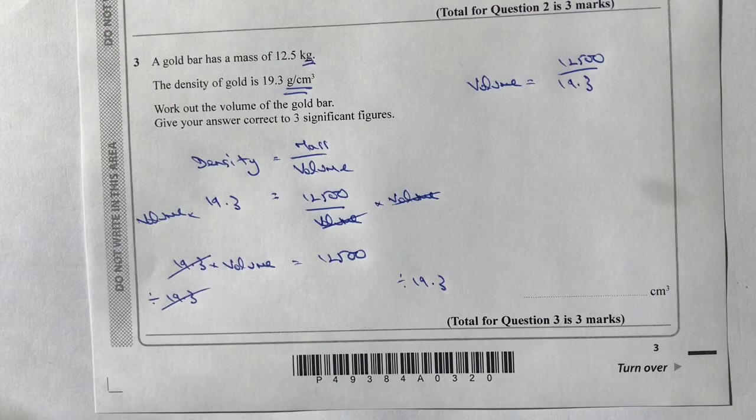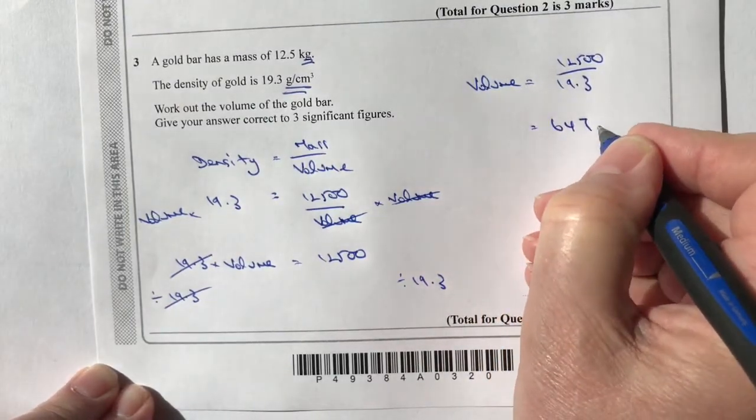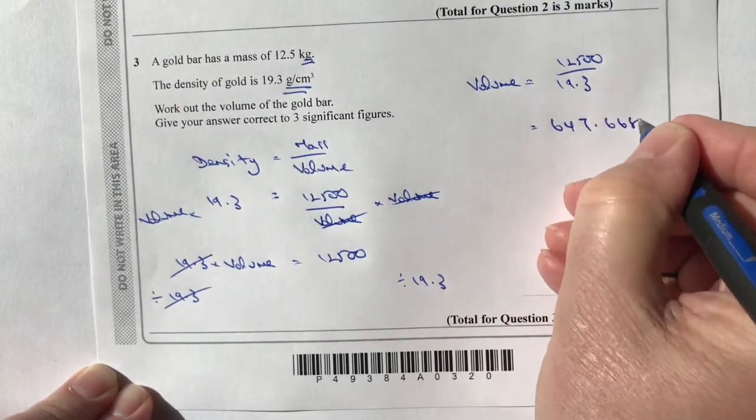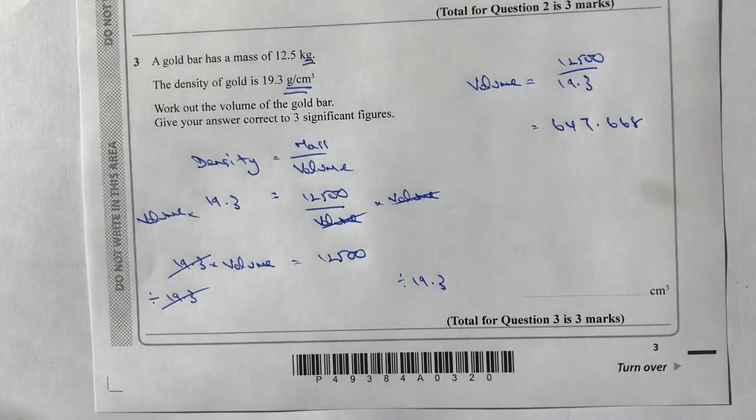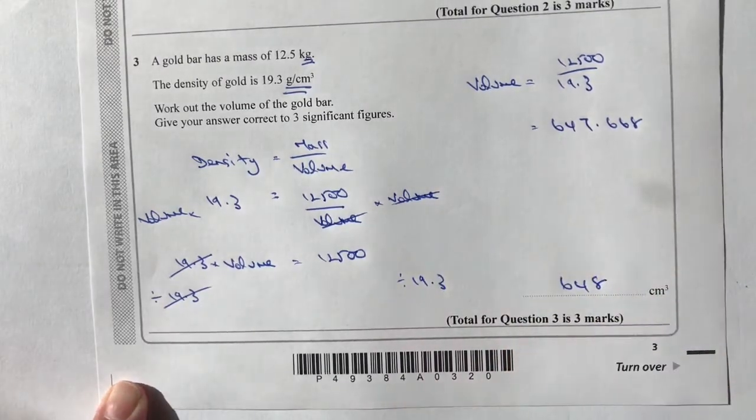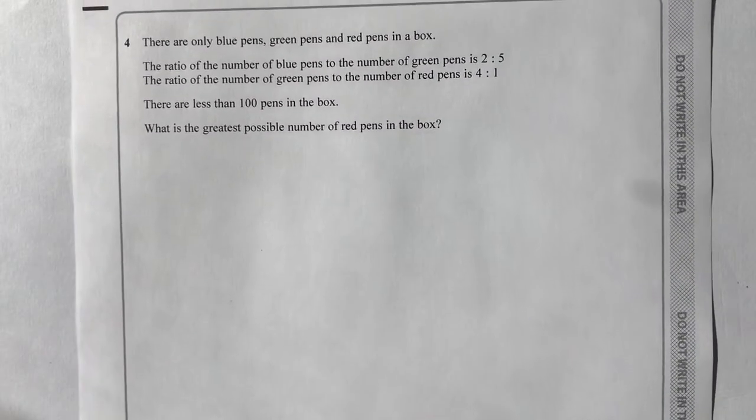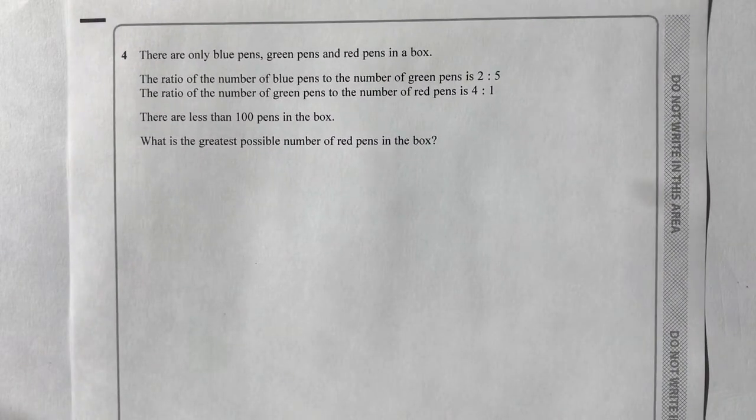If I pop that into my calculator, I'll get an answer then of 647.668. Okay, but you'll note that the question actually asks you to give it in 3 significant figures, so that's therefore going to be 648 centimetres cubed. Okay, hope that's okay for you. Let's move on then to question number 4. Now please do stop the video, have a go at each of these questions, and then compare your solutions.